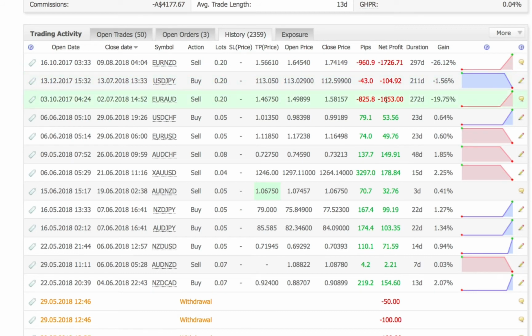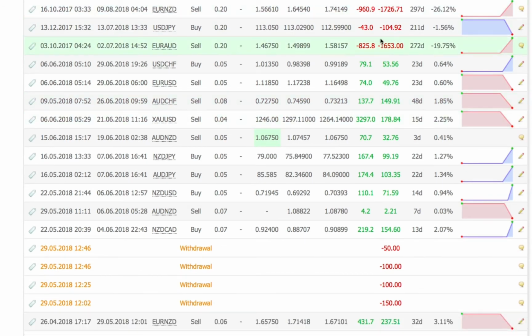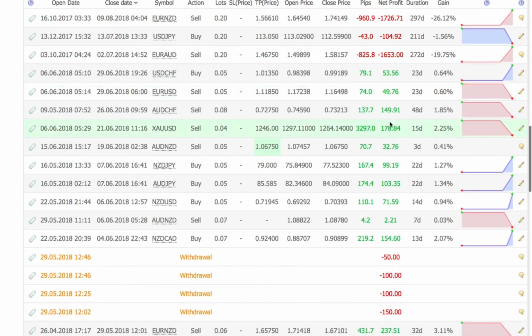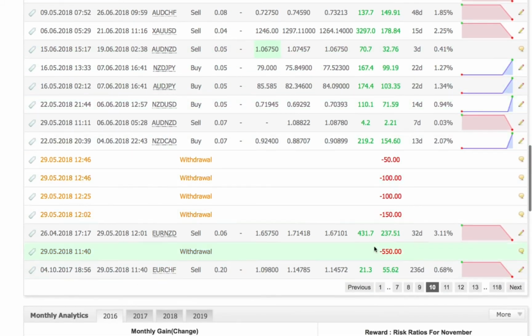And then another big loss was from Euro Aussie, similar time, October 2017, $1,653. That was a massive loss. But that happens. We're talking about close to a $100,000 account, so you expect to have losses like that. And this wire was a withdrawal, I have withdrawn this amount of money, $550.